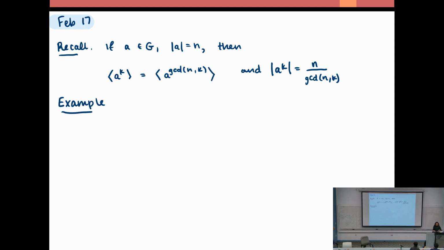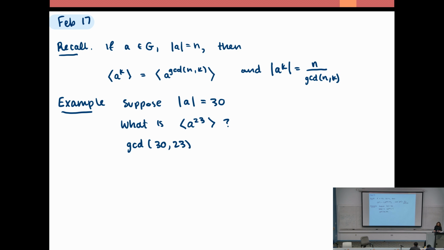So let's suppose we have some group element A with order equal to 30. Then we might ask what is the group generated by A to the 23. And from this theorem we know that the GCD of 30 and 23 is equal to 1. So this a priori random looking group, we actually know that this is equal to the group generated by A to the 1, which is equal to the group generated by A.